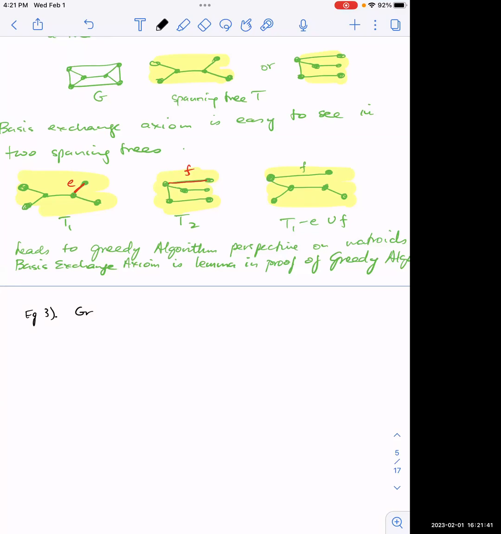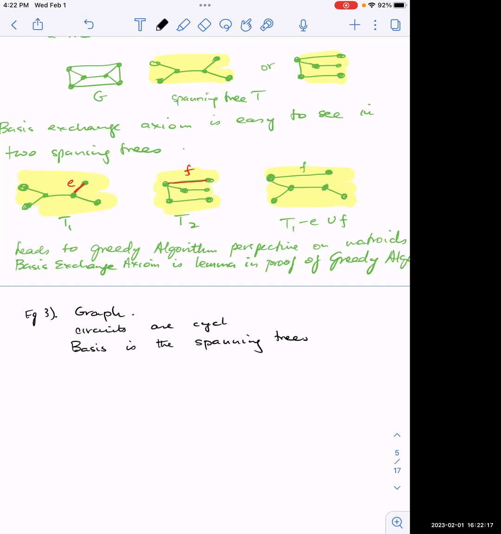Yeah. So let's see. Example 1 was the uniform matroid. Example 2 was a vector matroid, and example 3 was the graph. So the bases in a graph are the spanning trees. And we already said the circuits are the cycles.